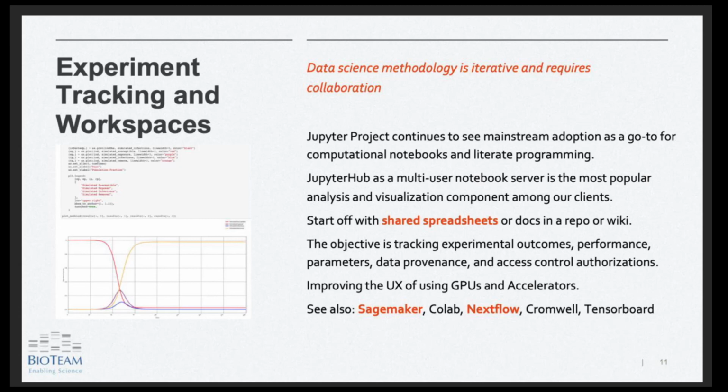And you can start with just Google spreadsheets, right? It doesn't have to be anything fancy, but just getting into a mode where you can track experiments, track parameters and training runs, and then share them is going to be really critical. Also, I think this can improve the experience around using GPUs and accelerators if you can package things up into notebooks and workspaces so that people don't have to necessarily know a lot of the underlying details. There's also a lot of interesting movement in this space with things like SageMaker and Colab and TensorBoard and ways of viewing your experiments over time.